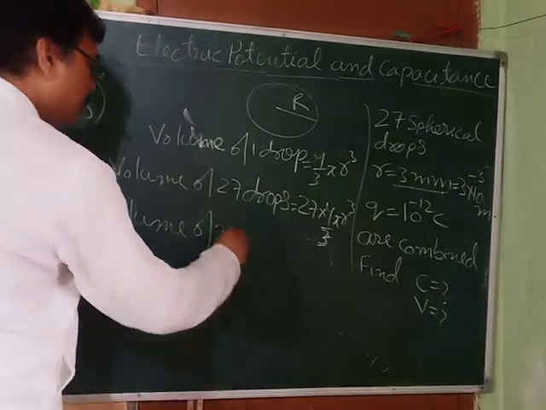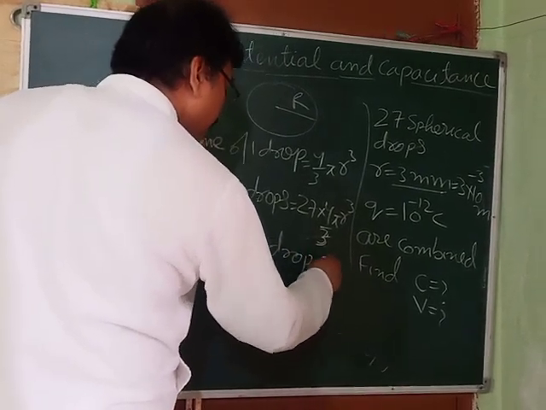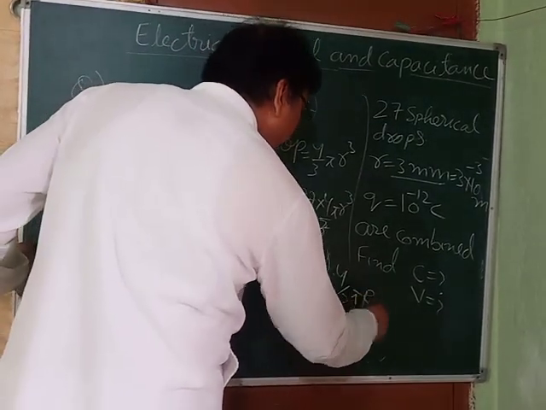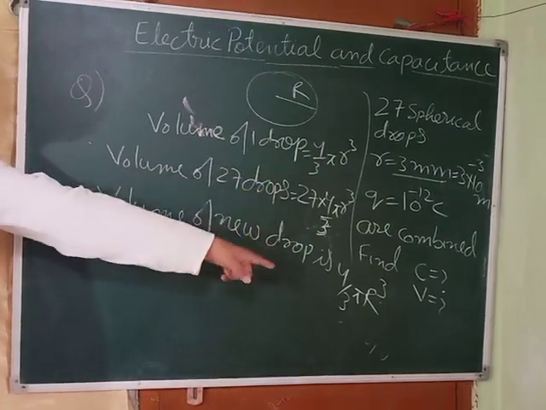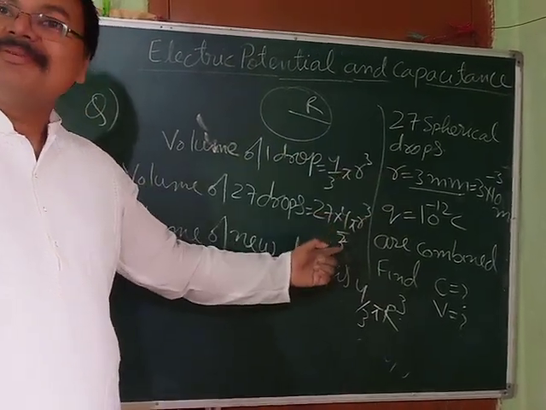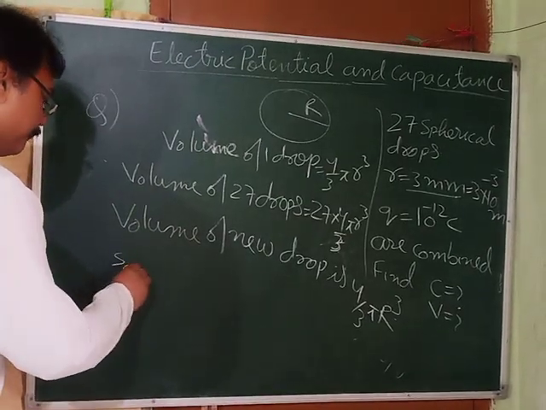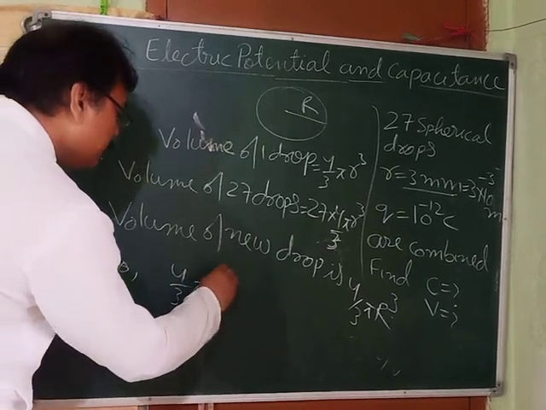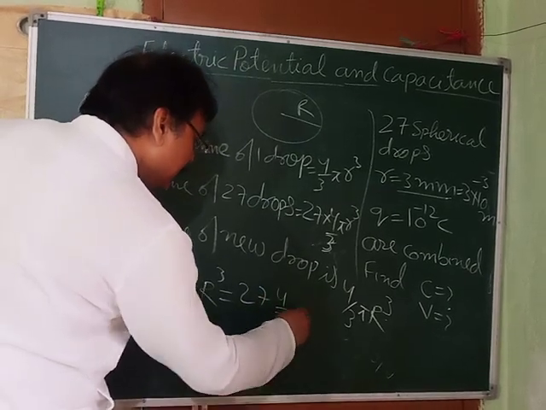Volume of new drop is 4 by 3 pi capital R cube. That's what you will get. Okay. Now see, both the volumes must be equal, because you have got this big one by combining all the 27 drops. So their volume must be the same. Therefore, what can we write? 4 by 3 pi capital R cube must be equal to 27 into 4 by 3 pi small r cube.